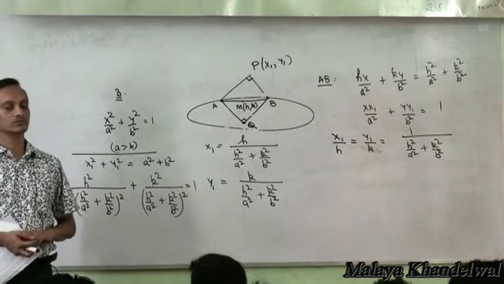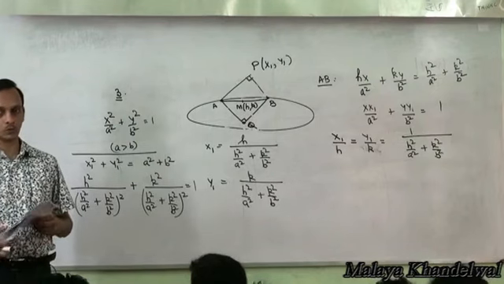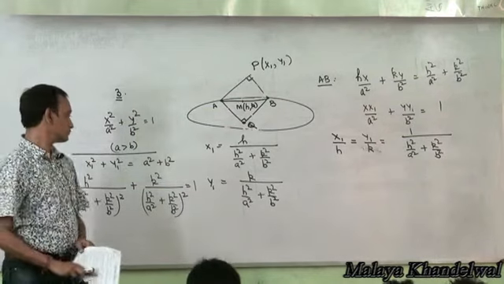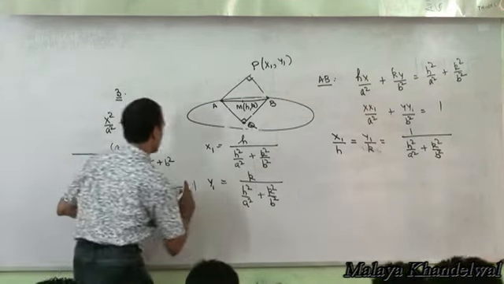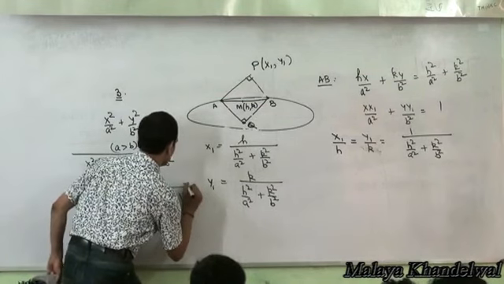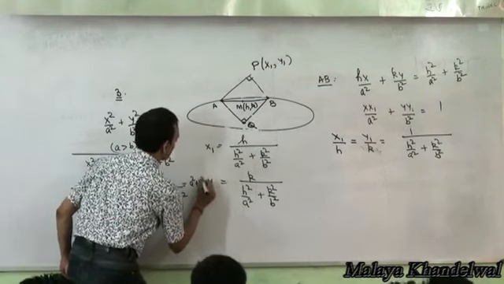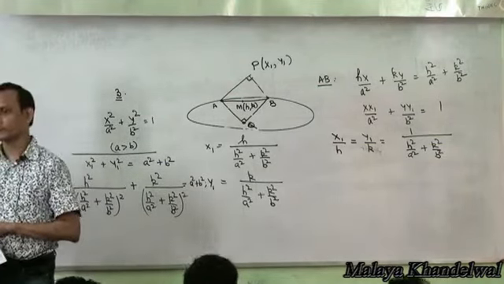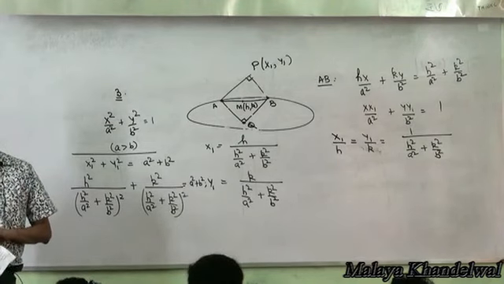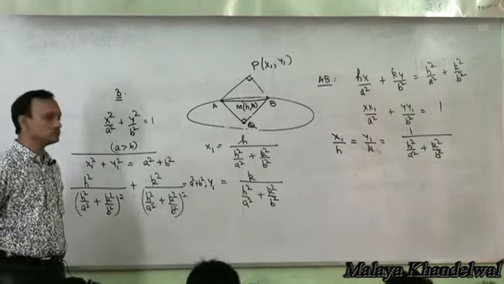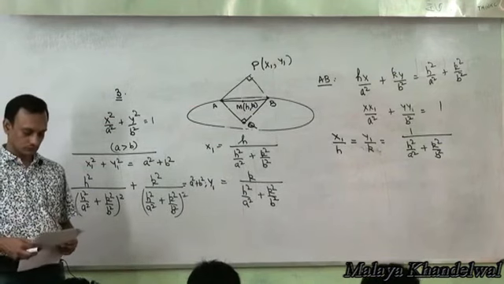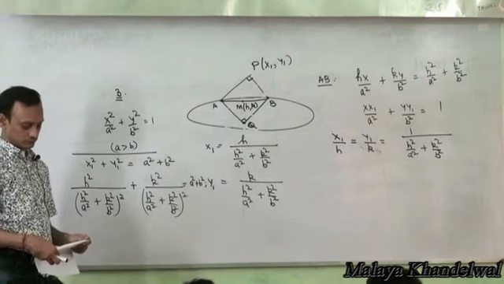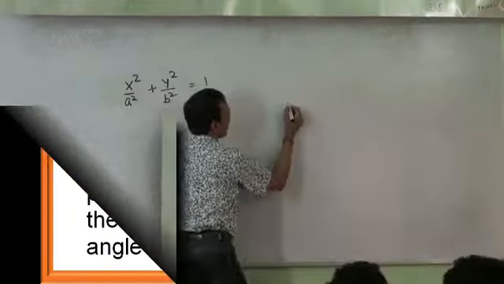Are you confused? Oh, I'm sorry, equal to a squared plus b squared. I'm so sorry. Right, precisely. Equal to a squared plus b squared. Shall I proceed?